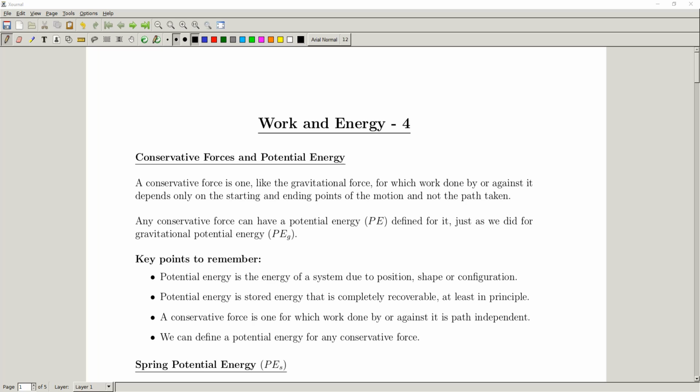Okay, anyway. So the key points to remember are that the potential energy of a system is due to the position, shape, or configuration. So we saw that in the case of gravitational potential energy, the energy is not actually stored in, for example, a brick we're lifting. The energy is not actually stored in that brick. It's stored in the system formed by the brick and the earth, right?